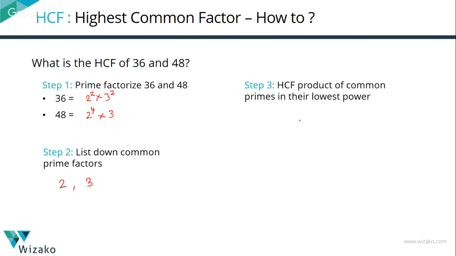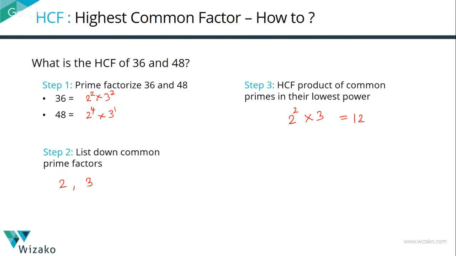How do you find out the HCF? The third step gives us the HCF, which is to pick these prime factors in their lowest power. The powers of 2 in both these numbers are 2 square and 2 power 4. 2 and 4 are the powers. The smaller of these two powers is 2. So I'm going to pick 2 square. For 3, in 36, it's a square. And for 48, it's a power of 1. I'm going to pick the lower power here. So 2 square into 3, 12 is the HCF.